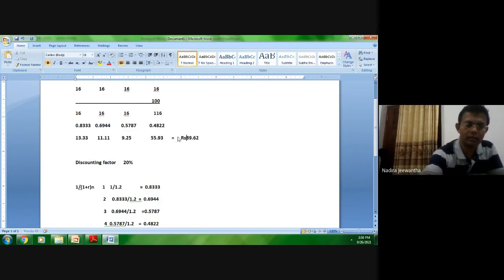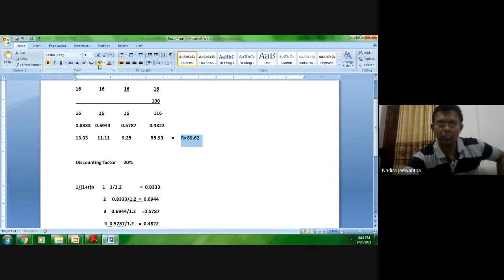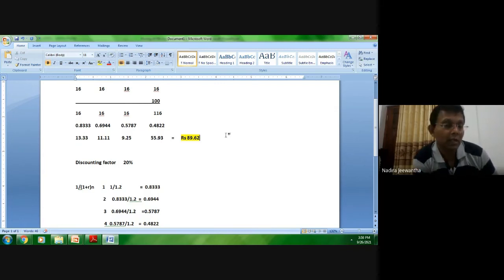What is this answer? It is for you to satisfy everything. Now understand, it's a little cumbersome. For you to invest in a debenture with 4 years of remaining maturity, which gives a 16% annual coupon, and which gives a 20% return on your investment, everything is satisfied if you purchase one unit at 89.62. So you pay 89.62, then everything will be satisfied. If somebody asks what your return on investment is, it's 20%. So this is the bond pricing. This is the intrinsic price you need to pay to satisfy all these criteria.